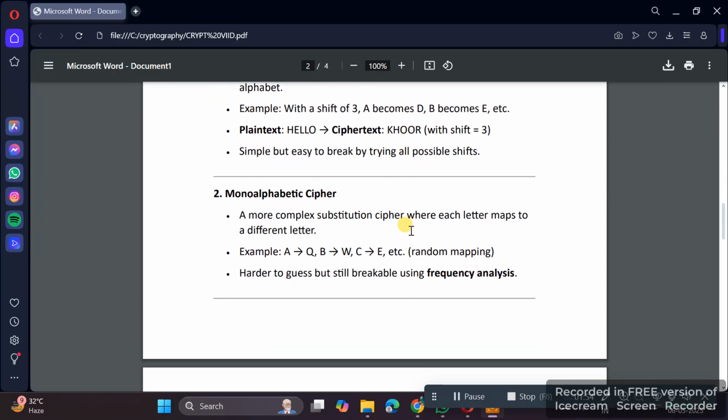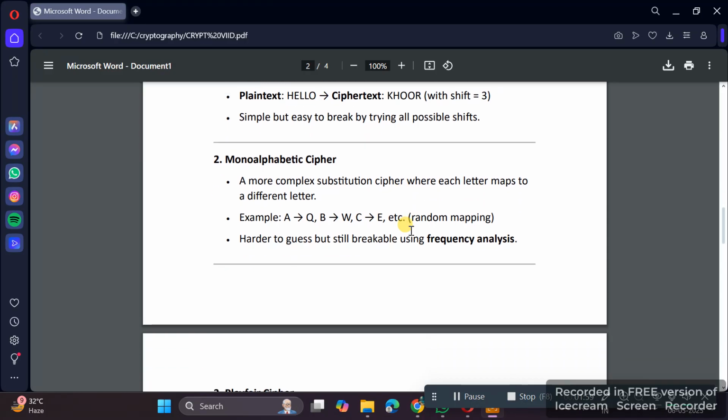The second is the monoalphabetic cipher. This is an improvement over the Caesar cipher. How it works is that each letter is replaced with another fixed letter, but the mapping can be random. For example, A turns to Q, and in a random manner the letters are mapped. So it is harder to guess, but it's still breakable using frequency analysis.